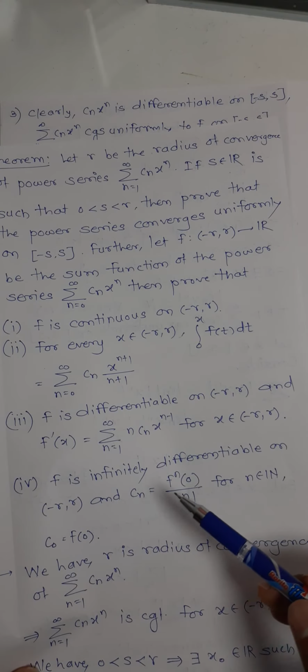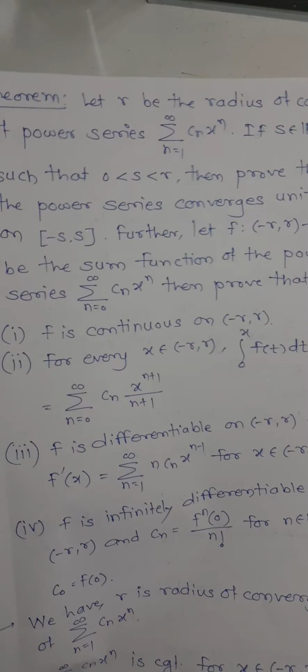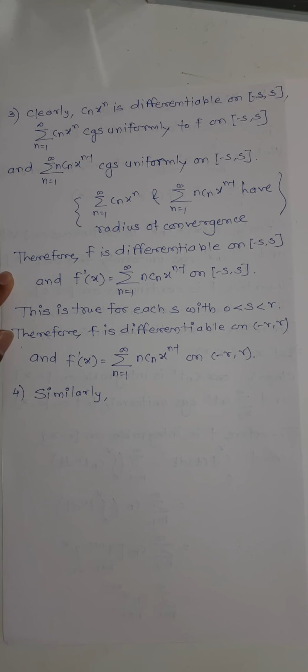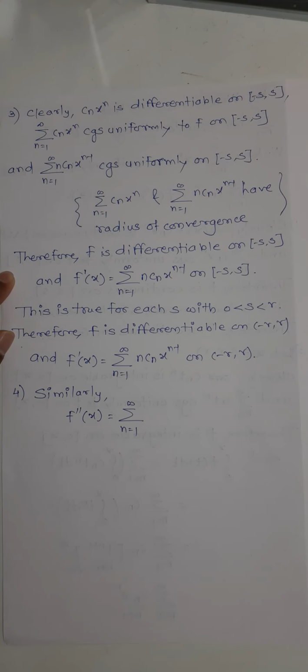So let us focus on the last. Now simply we have to prove Cn is equal to the nth derivative of f at 0 upon n factorial. This is the last sub-equation. Okay, so I can write similarly f dash of x. I could write this now. So can you tell me what can we write about f double dash of x? Obviously you have to take one more derivative. n and Cn are constant. What is the derivative of x raised to n minus 1? It's n minus 1 x raised to n minus 2.